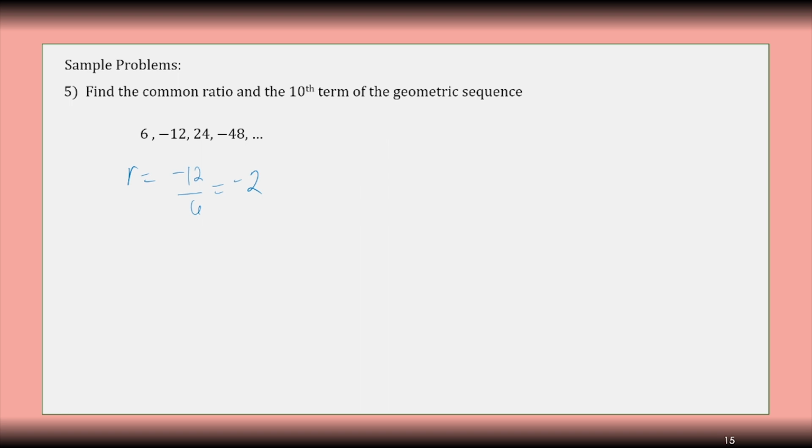Now hanapin naman natin yung 10th term. So bago yun, isulat muna natin yung formula. So a sub n is equals to a sub 1 times r to the power of n minus 1. So ano mga kailangan natin dyan? So meron tayong common ratio, a sub 1 na lang. So a sub 1 is 6. Then yung n natin is 10 kasi pang 10 term hinahanap natin. So a sub 10 is equals to a sub 1 is 6 times, common ratio natin is negative 2 to the power of 10 minus 1.